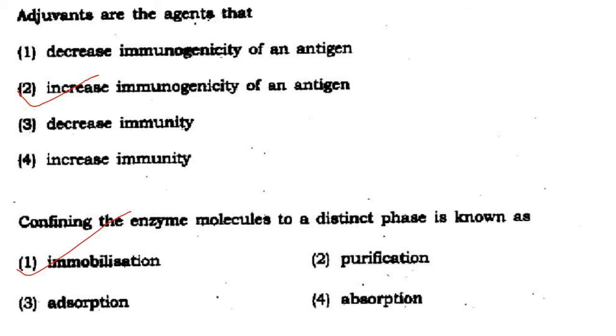Next one. Confining the enzyme molecule to a distinct phase is known as option 1 immobilization, 2 purification, 3 adsorption, 4 absorption. Answer is immobilization, option 1.